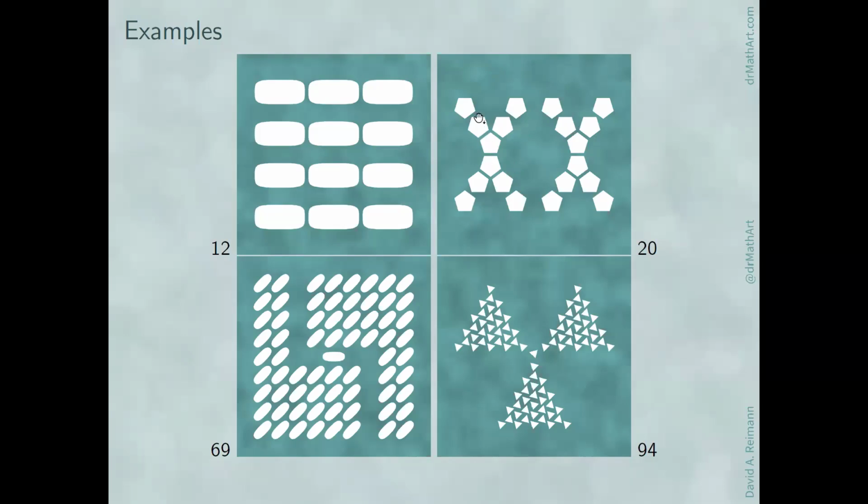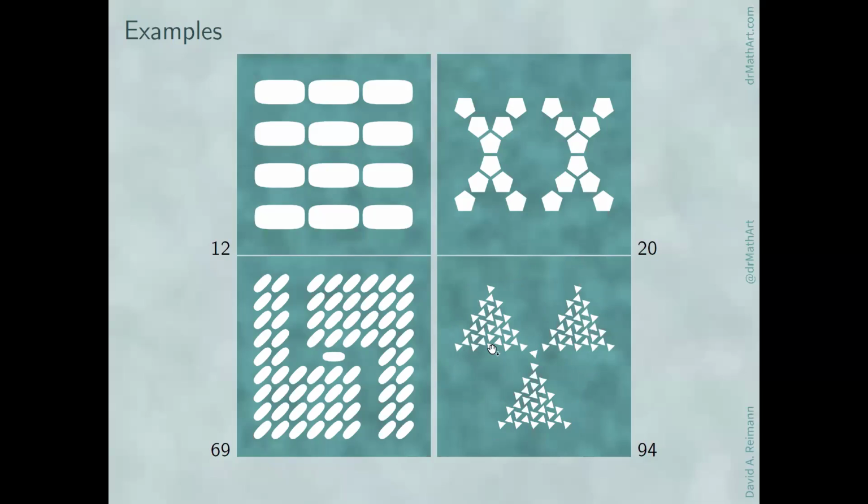And then for 20, I have 20 pentagons arranged in this X pattern, representative of the Roman numeral XX, which is 20. And then here is 69. Something that looks like a 6 and something that looks like a 9. Because they have the same number of things, you need one extra piece to join them together. 94 is the atomic number of plutonium. Plutonium has 94 protons, and this is the symbol for things that are radioactive.